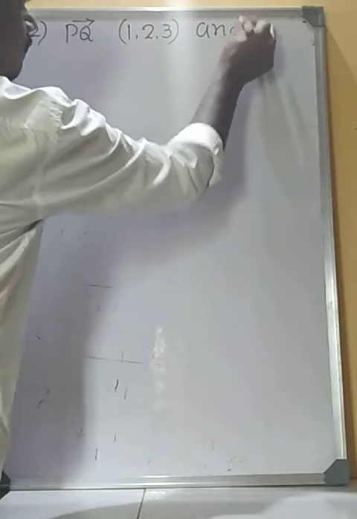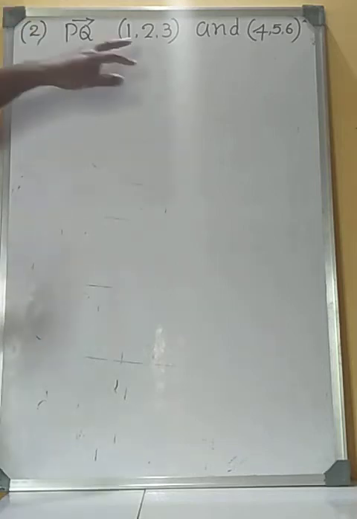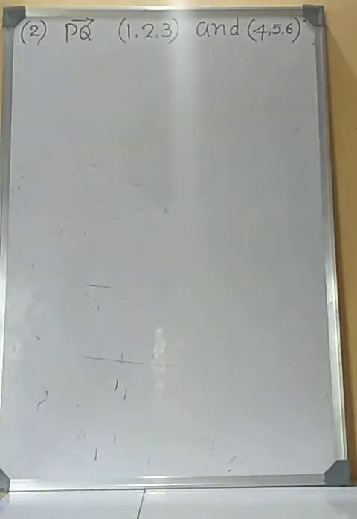The next example: find the unit vector in the direction of PQ vector, where P and Q are the points 1, 2, 3 and 4, 5, 6 respectively. P is the point 1, 2, 3 and Q is the point 4, 5, 6.